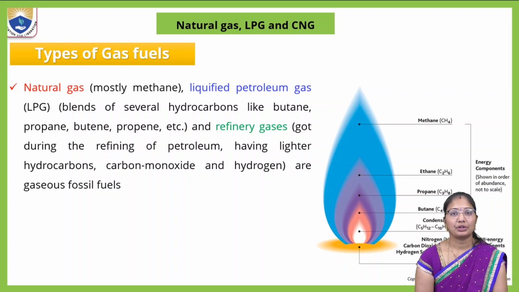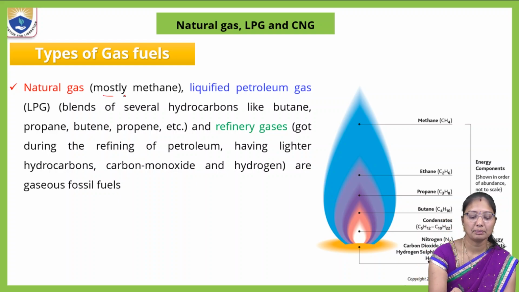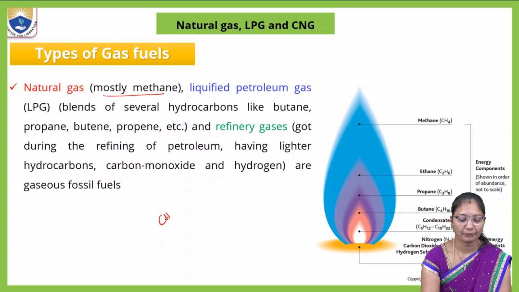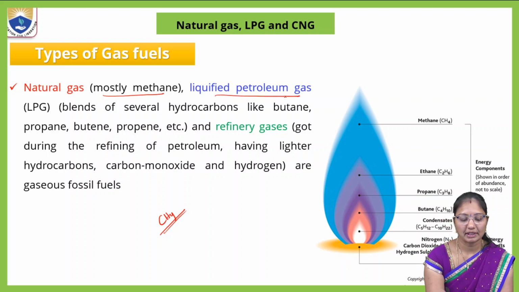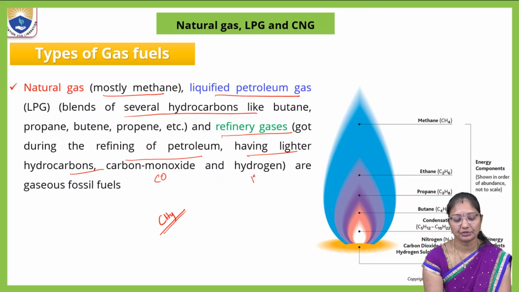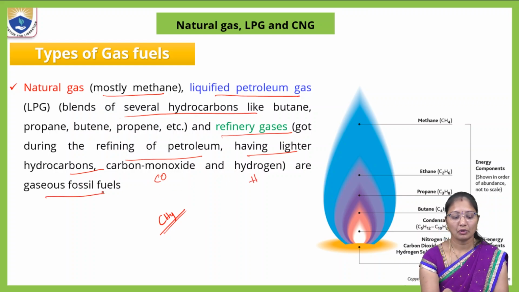Generally, natural gas is mostly methane. It is available in the form of methane. The hydrocarbons present in fossils, under anaerobic conditions, are converted into methane. Methane is CH4: carbon reacts with four hydrogen atoms and gives methane. Liquefied petroleum gas, LPG, is nothing but a blend of several hydrocarbons like butane, propane, butene, propene, etc. Refinery gases, which are obtained during the refining of petroleum, contain lighter hydrocarbons, carbon monoxide, CO, and hydrogen. These are gaseous fossil fuels. These are the refinery gases and LPG, which is a combination of butane, propane, butene and propene.